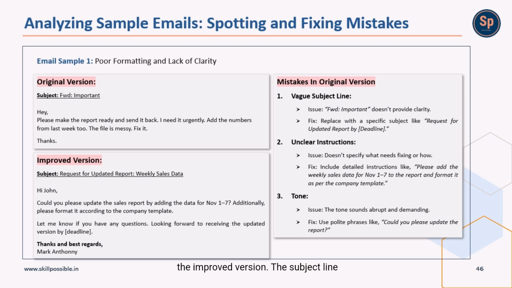The subject line clearly states the purpose of the email. The message starts with a polite greeting, provides specific instructions, and ends with a clear deadline. The tone is respectful, and the closing invites questions, making the communication more effective and collaborative. This exercise shows how small changes in subject lines, clarity, and tone can significantly improve the quality and impact of your emails.